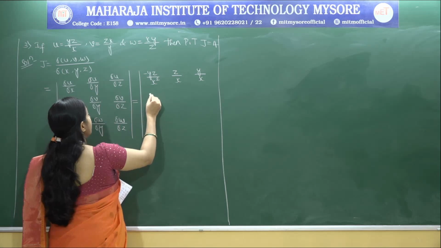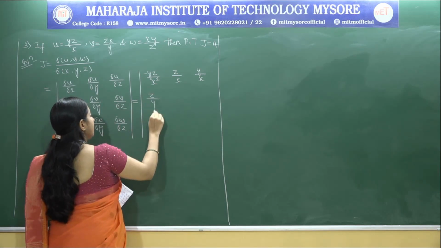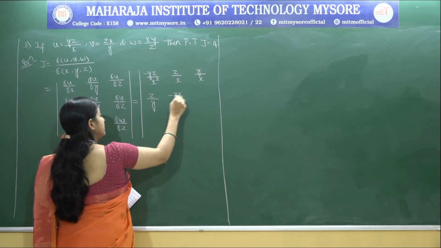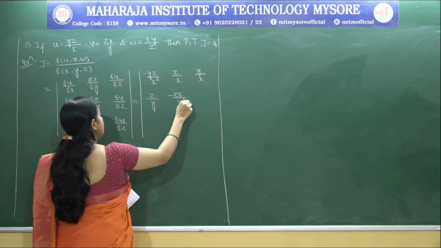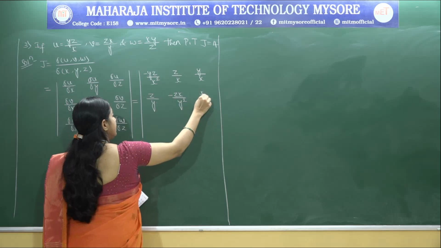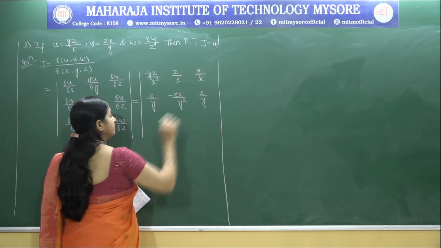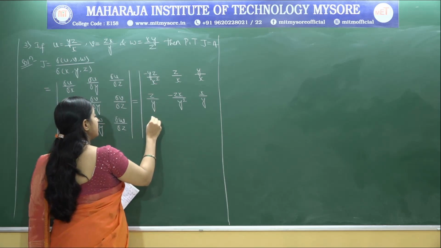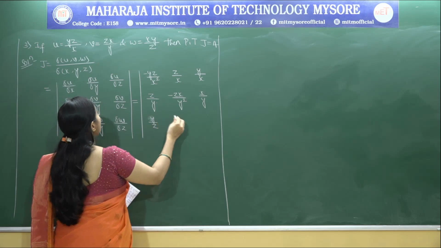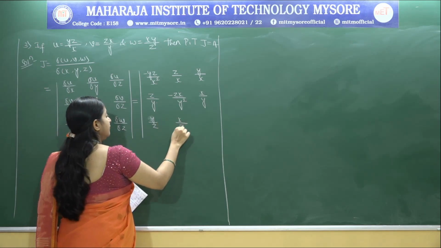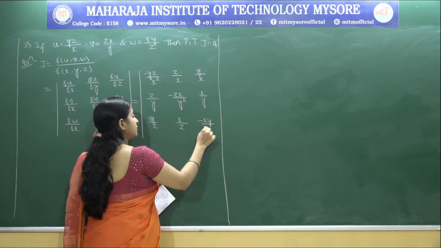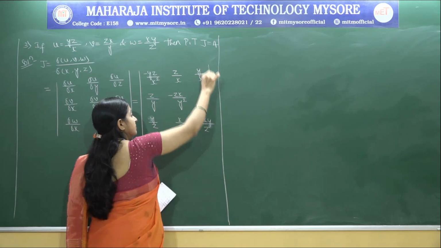Similarly, v with respect to x is z divided by y. With respect to y, y is in the denominator, so it is minus zx divided by y square. With respect to z, the differentiation is 1. Similarly, w with respect to x is y divided by z. With respect to y, it is x by z. With respect to z, z is in the denominator, so it is minus xy divided by z square.